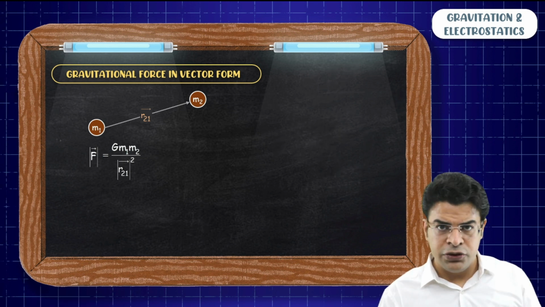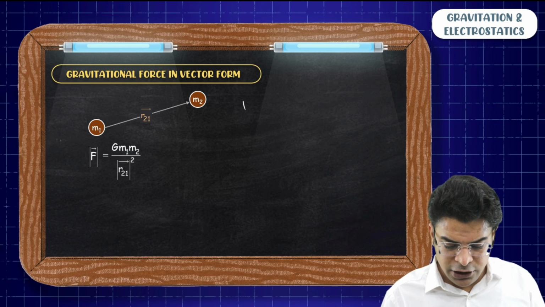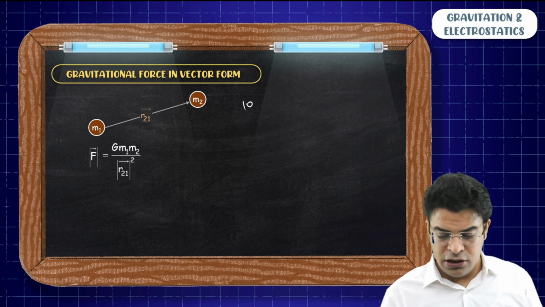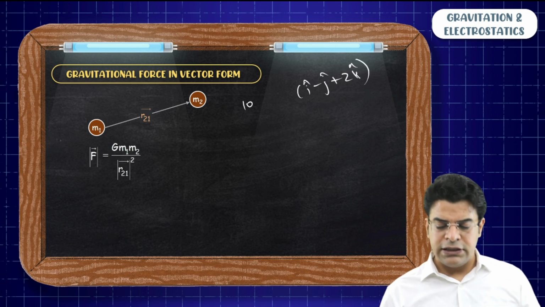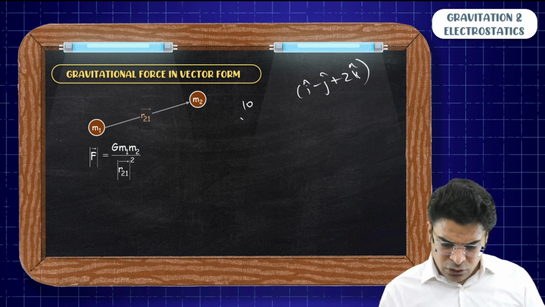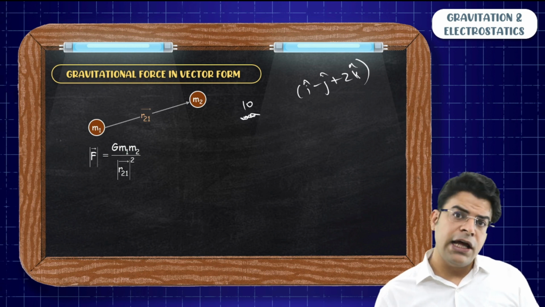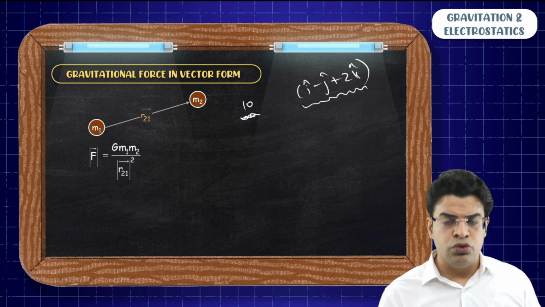Similarly, if I ask you, write a vector of magnitude 10 in direction of vector i cap minus j cap plus 2k cap, you will say, sir, if I need to write a vector of magnitude 10 in direction of i cap minus j cap plus 2k cap, how to write?